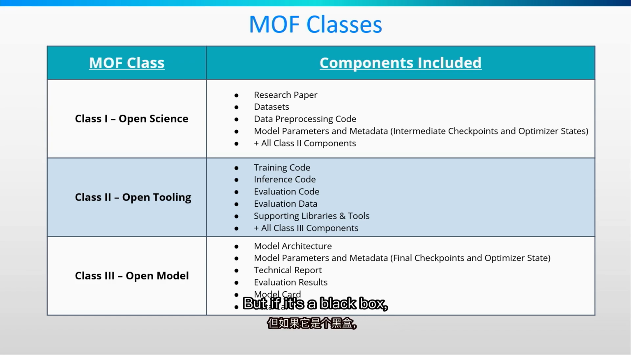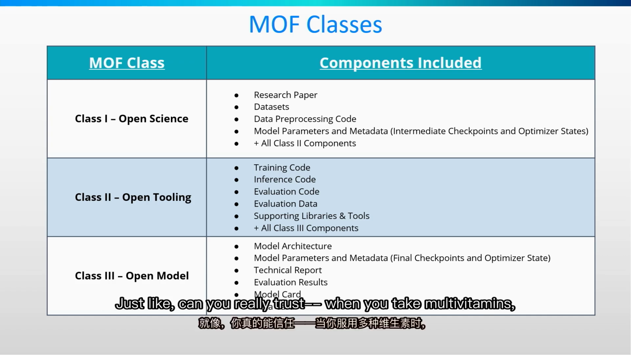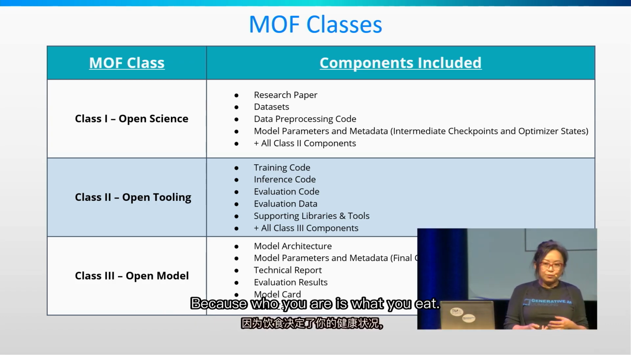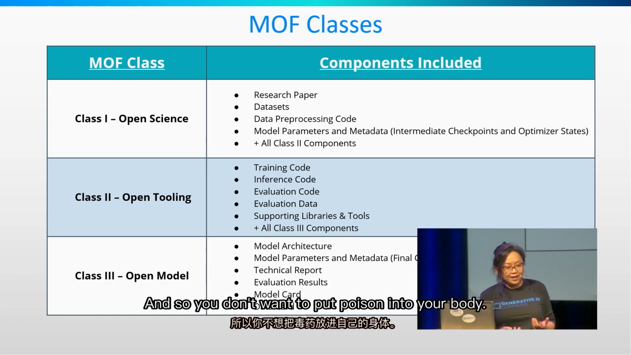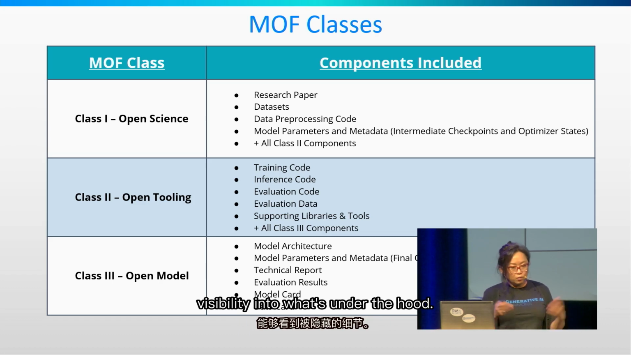But if it's a black box, then as model users you're at the mercy of the model producer. Can you really trust the model? Just like when you take multivitamins, can you really trust them? You're like, oh, I'll just take it. But you will want to read. I'm starting to try to read labels for the food I eat, because who you are is what you eat. And you don't want to put poison into your body. So you read the labels. Just like models, you want to read. You want to have total transparency, visibility into what's under the hood.